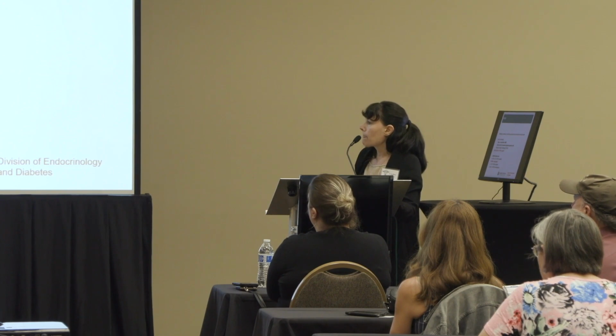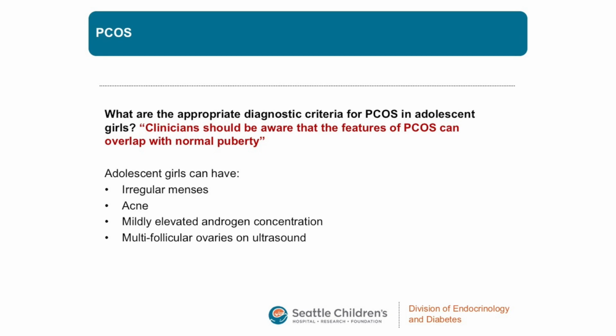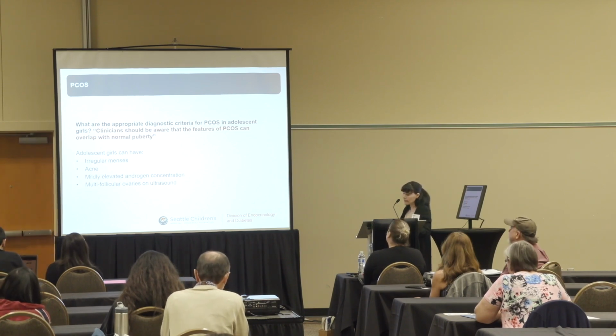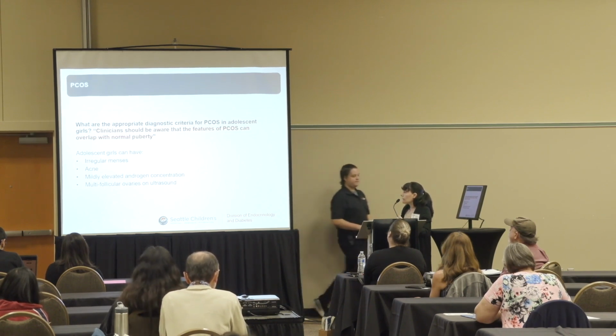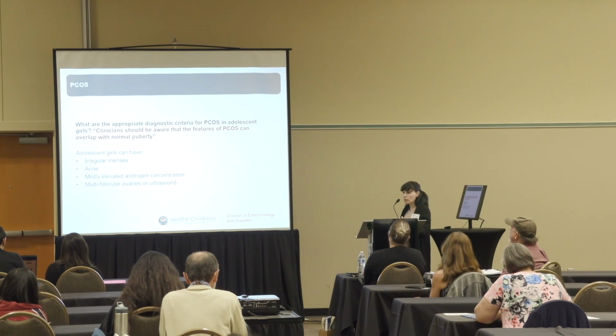Next slide. And so we're going to go over a series of questions to learn about our topic today. So what are the appropriate diagnostic criteria for PCOS in adolescent girls? Well, we have a problem because the features of PCOS really overlap with the normal process of puberty. We all know that adolescent girls have irregular menses, they have acne, they have mildly elevated androgen concentration, and they have multifollicular ovaries on ultrasound. And so how do we make the diagnosis of this condition?